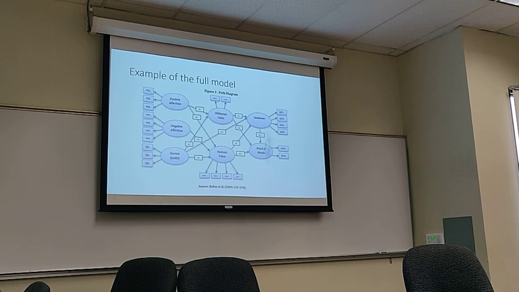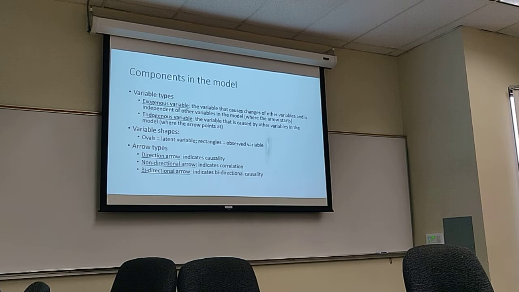Okay. But in this graph, error terms should be there, but they are not drawn on this graph. Okay, so there are different kinds of variables: exogenous variables and endogenous variables. An exogenous variable is a variable that causes change in other variables, and is also independent of other variables in the model.